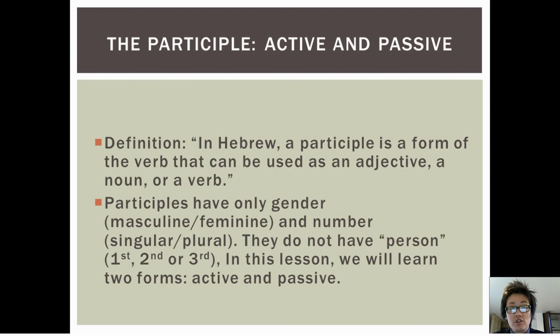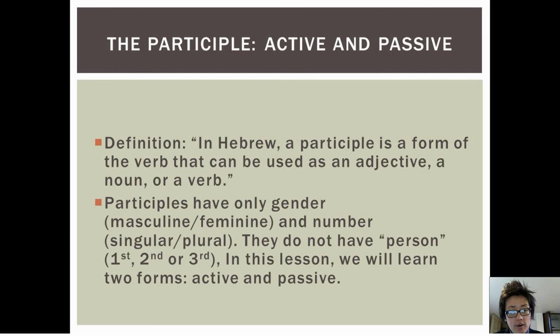And we're going to learn both active and passive forms of the pa'al participle. Let me give you a definition first. This is from your book. In Hebrew, a participle is a form of the verb that can be used as an adjective, a noun, or a verb. One of those three. We're going to look at all three forms.